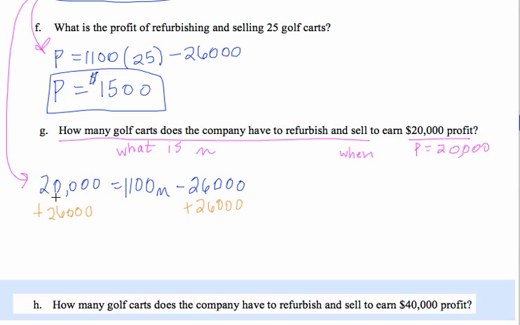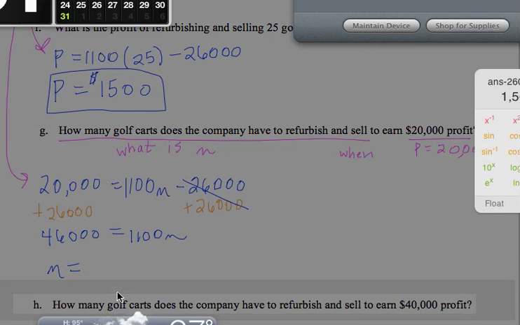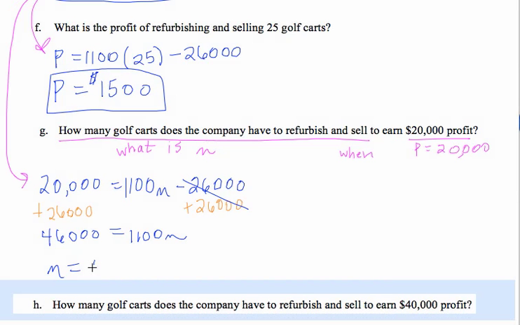Okay, so 20,000 plus 26,000 is 46,000 equals 1,100 N. So to get N by itself, I need to divide by 1,100. So 46,000 divided by 1,100 is 41.818181818, okay, so 41.81 repeating.